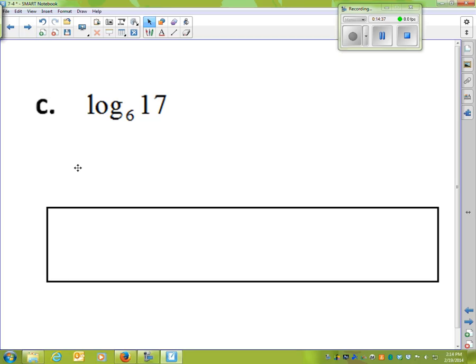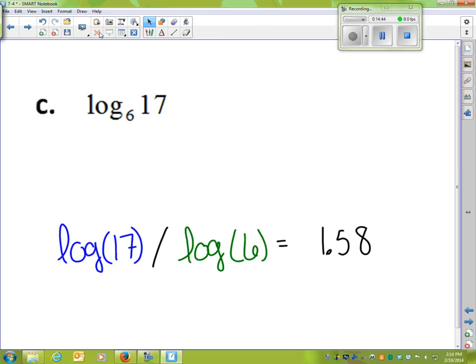Log base 6 of 17. Push pause to check your answer. My answer was 1.58. And that concludes lesson 7-4.